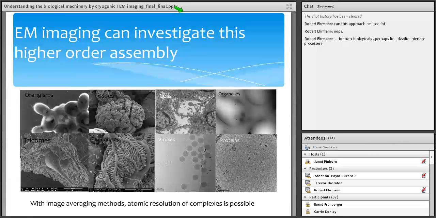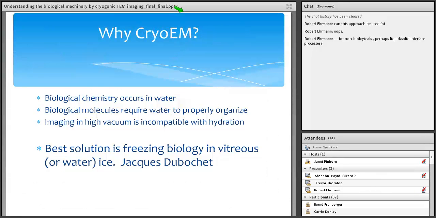This approach can be used for non-biological samples, liquid-solid interface, for example? Absolutely. There is now a large push for people who are making nanoparticles that are, say, coated in biological or organic molecules, who want to know how their molecules are arranged in three-dimensional space. So I did a lot of that work, both here and at the University of Pennsylvania. Thank you. So why cryo-EM?